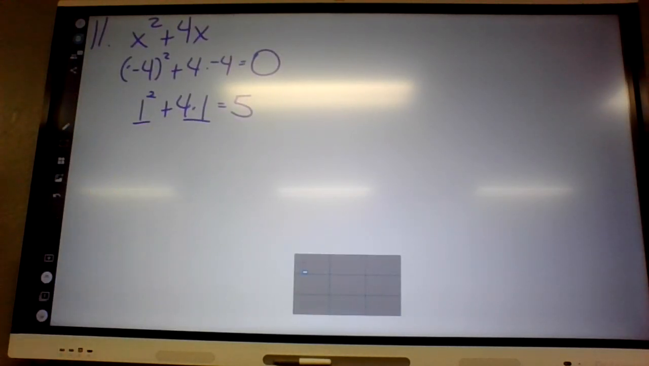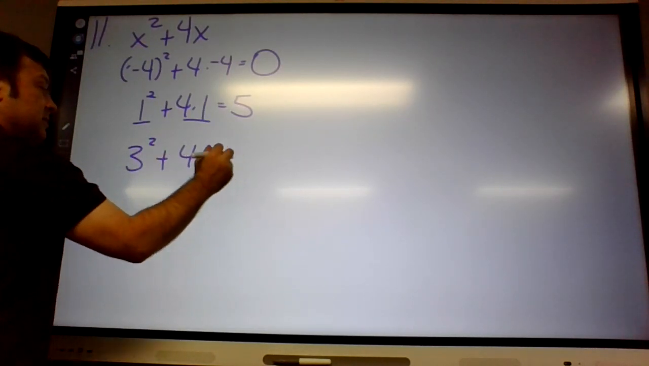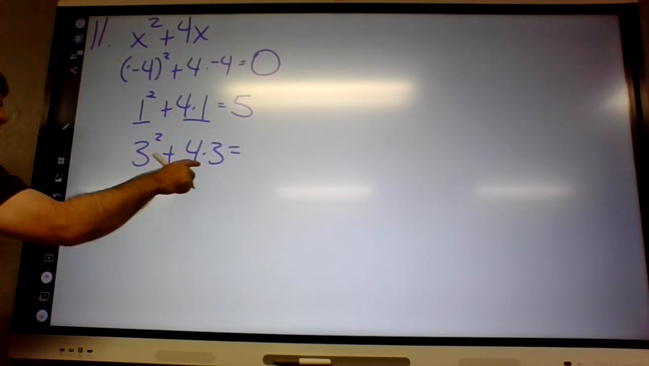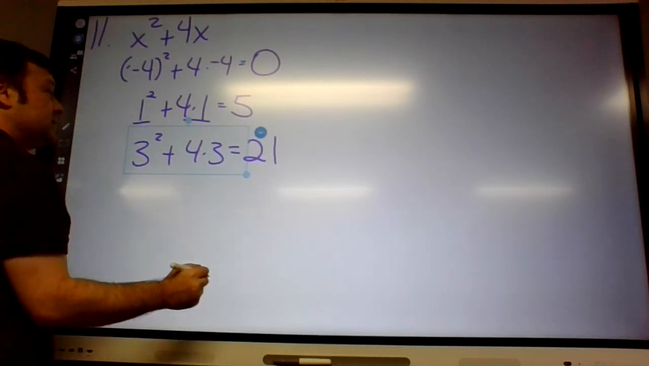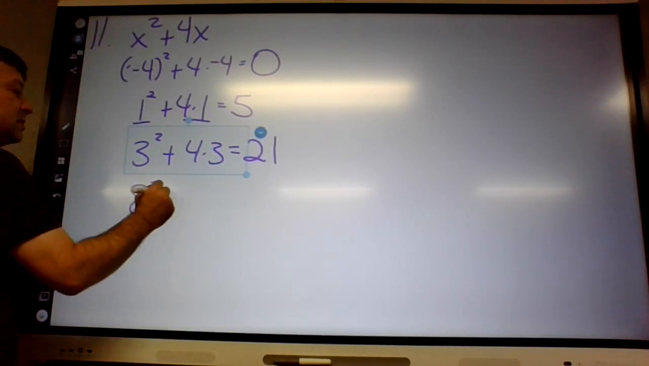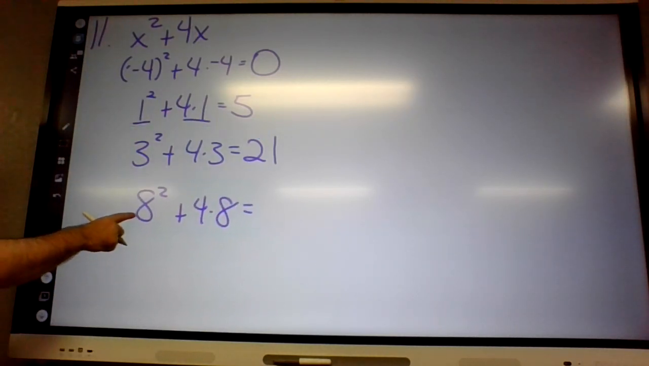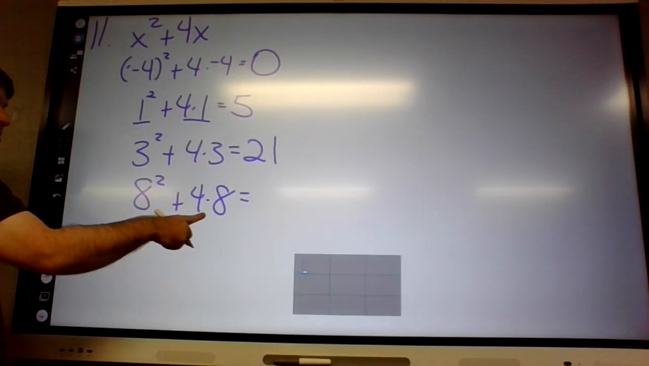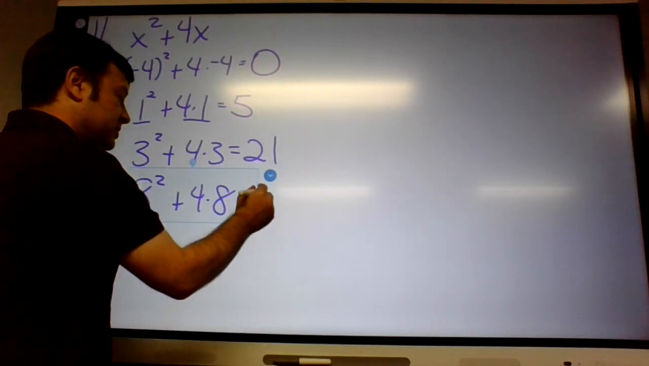Whoops, started doing the next problem. What was the next thing? 3 and then 8. So 3 squared plus 4 times 3. Chase, what's 3 squared? 9. 4 times 3? 12. 9 plus 12 is 21. Okay, and this one is larger. 8 squared is 64. 4 times 8 is 32. 64 plus 32 is 96.